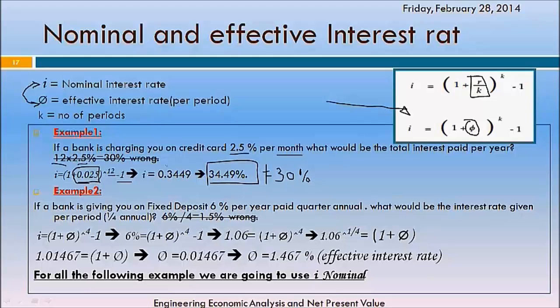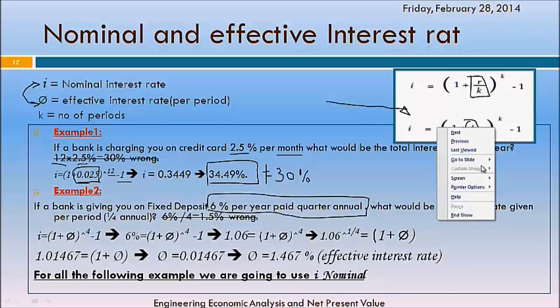Fine. Let's do another example. On the other side, if the bank is giving you on a fixed deposit 6% per year but paid quarterly, what would be your interest rate per quarter? Some of you are also going to say 6 divided by 4, because they are going to pay me each 3 months one amount, which is 6 divided by 4 equals 1.5%.